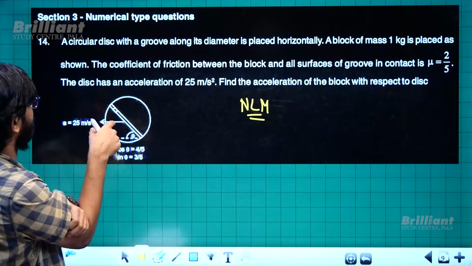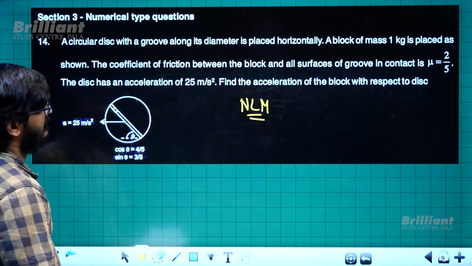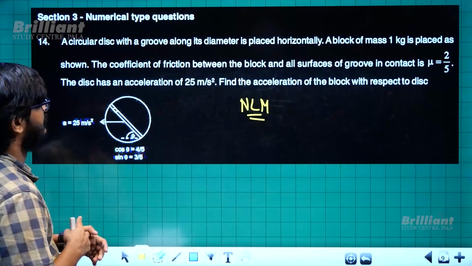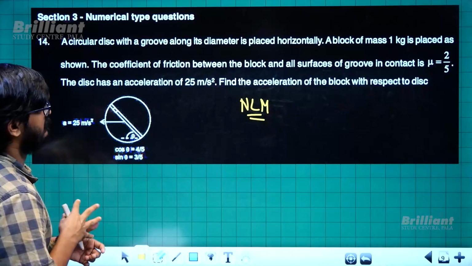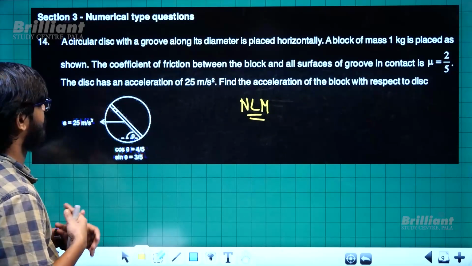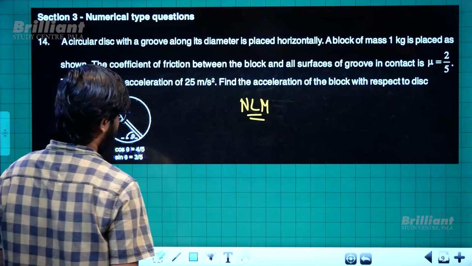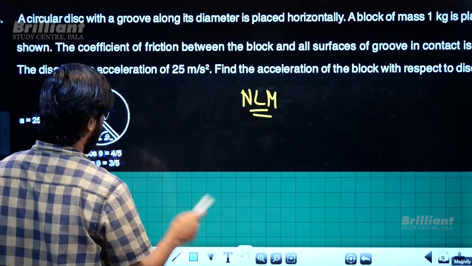A circular disc with a groove along its diameter is placed horizontally. A block of mass 1 kg is placed as shown. The coefficient of friction between the block and all the surfaces is 2/5. The disc has an acceleration of 25. Find the acceleration of the block with respect to the disc.